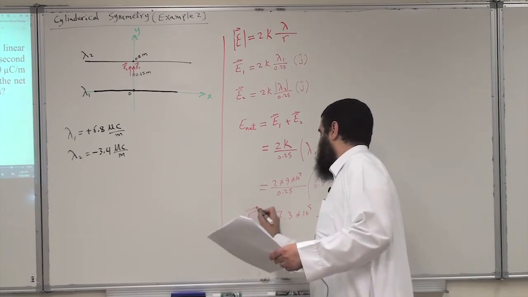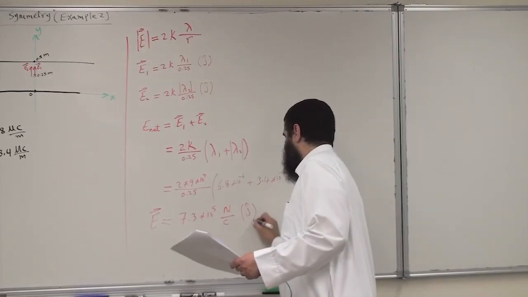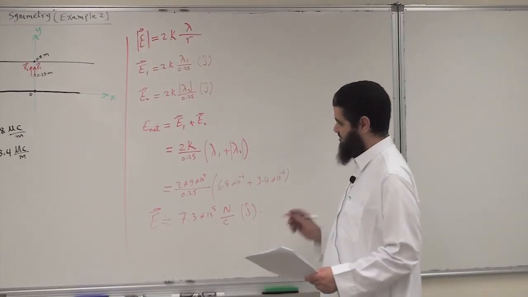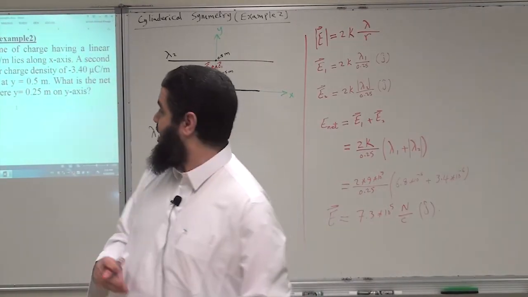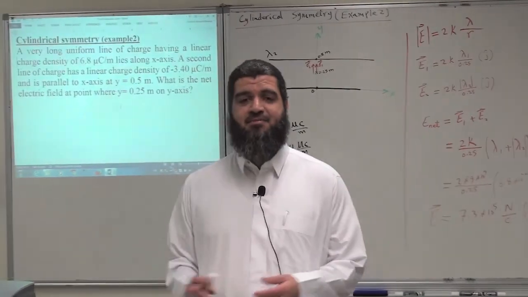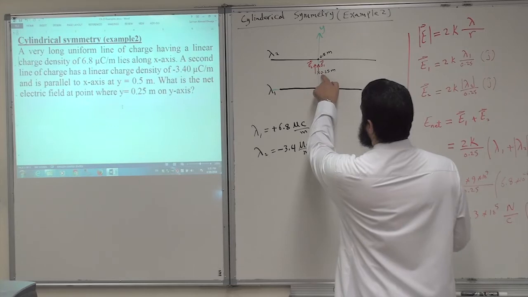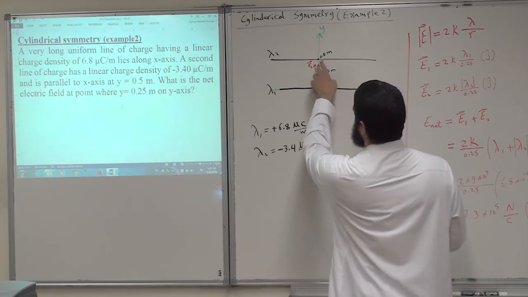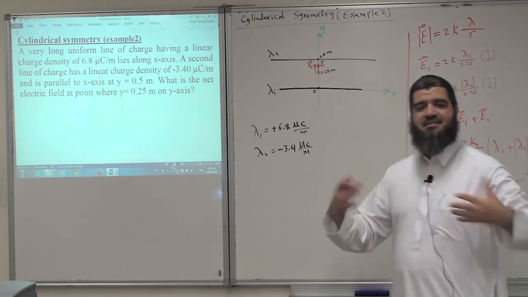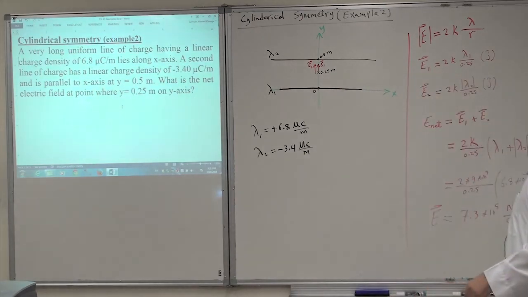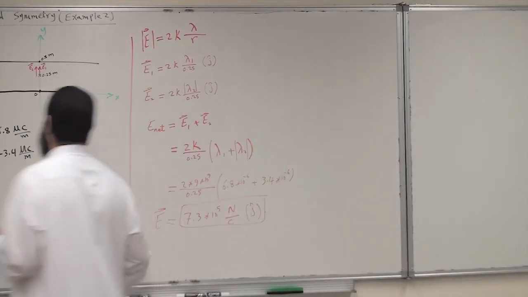And the direction, if you want to write it in vector format, it will be in the positive y direction. We are done with this problem. But what will happen if he asks us at different points? Here, he asked us to find the net electric field at the midpoint between lambda 1 and lambda 2. Let us extend our understanding. This is the answer of the question. Let us have other situations.